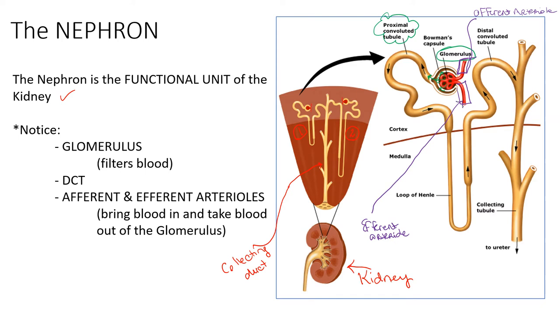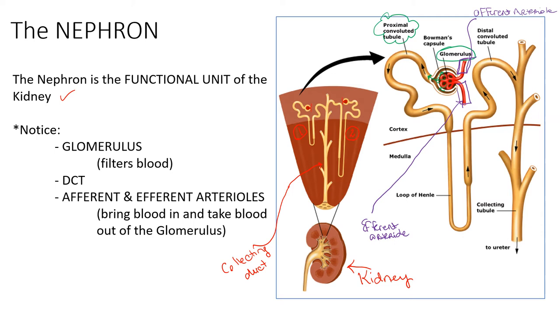So again, notice they're both arteries. So we're not dealing with gas exchange here. So we've got oxygenated blood going in, we've got oxygenated blood coming out. Afferent means it's bringing towards, so it's coming into the glomerulus. The efferent one is going to be what's taking it away. And again, it's still oxygenated blood.